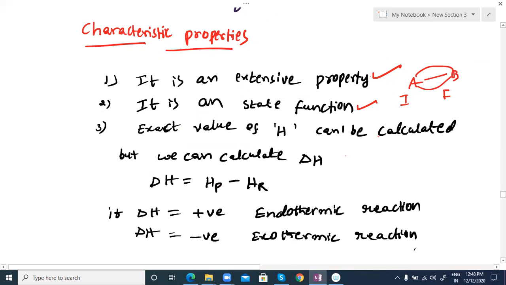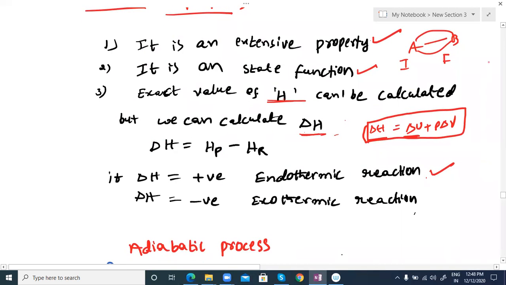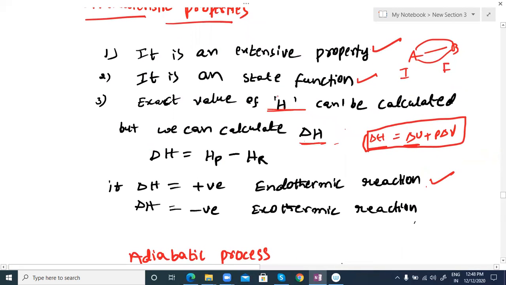All the processes give the same thing. The exact value of H we can't calculate, because the internal energy of the system we can't calculate. So this depends upon internal energy. Delta H equals delta U plus P delta V. Whenever you are not able to calculate delta U, then you can't calculate the exact H value. Thus we can calculate only the change in enthalpy. So delta H positive means an endothermic reaction, delta H negative means an exothermic reaction. These are some of the characteristics. I will discuss the remaining things in the next class. Thank you very much.